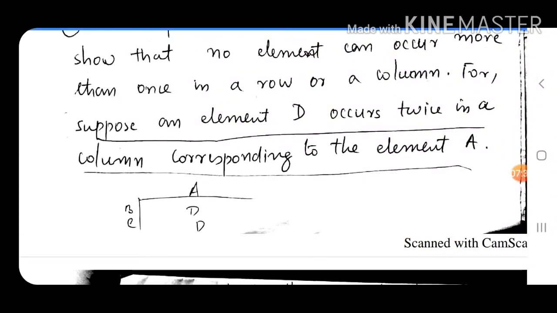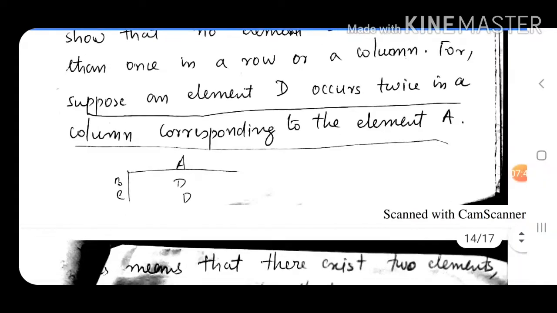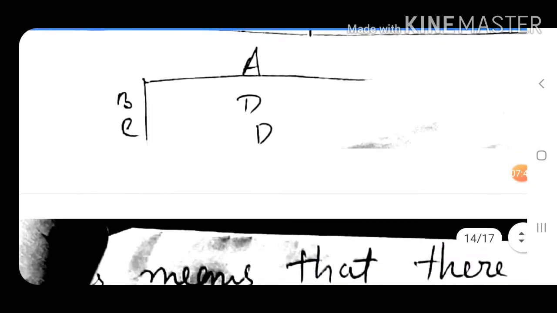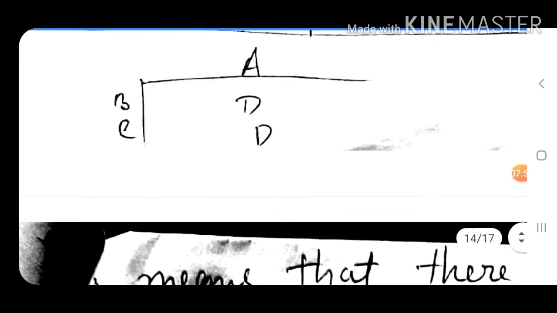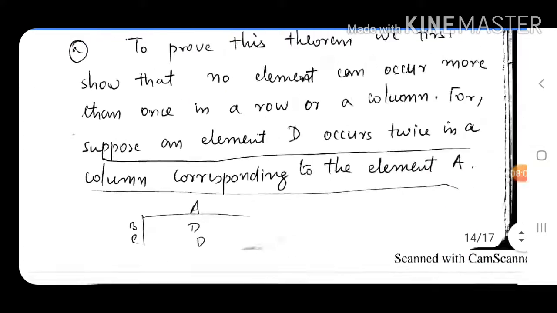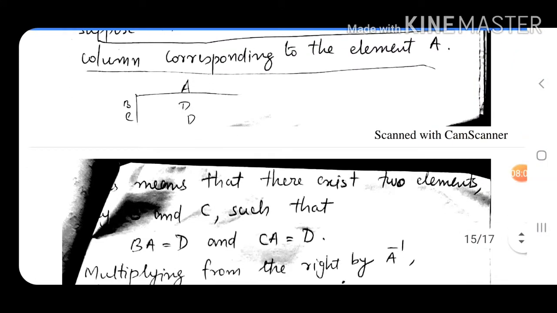For example, suppose that an element D occurs twice in a column corresponding to the element A. This is the column corresponding to element A, and we see that for B and C, that is, BA is D and CA is also D. So in the column corresponding to element A, D is actually repeating. D occurs twice in the column corresponding to the element A in the multiplication table.